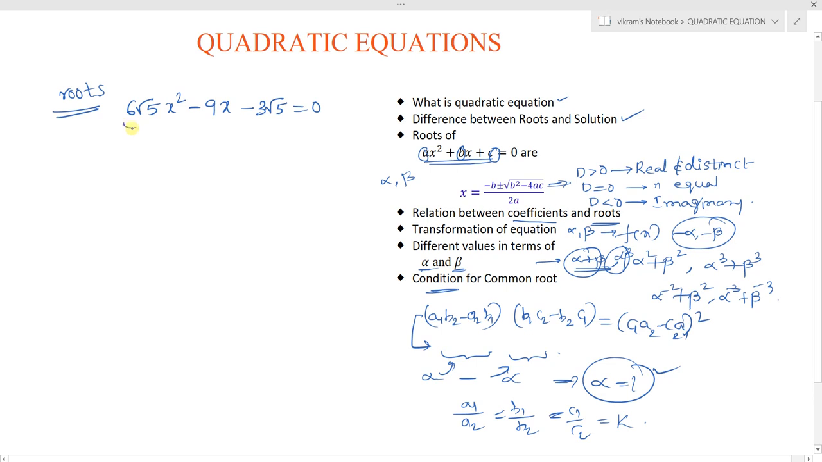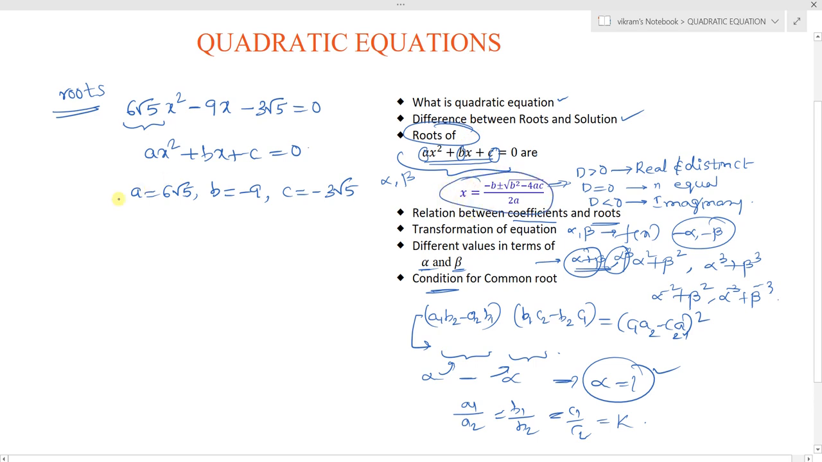The question asks us to find the roots of the quadratic equation. Compare it with ax square plus bx plus c equals 0. Then a equals 6 root 5, b equals minus 9, and c equals minus 3 root 5. So if ax square plus bx plus c equals 0, the roots can be found with the help of the formula x equals minus b plus or minus square root of b square minus 4ac, by 2a.